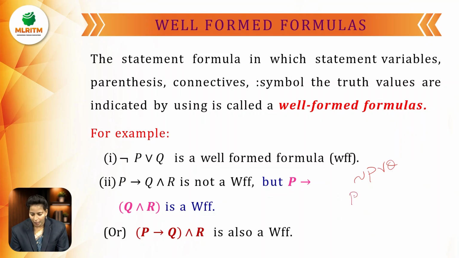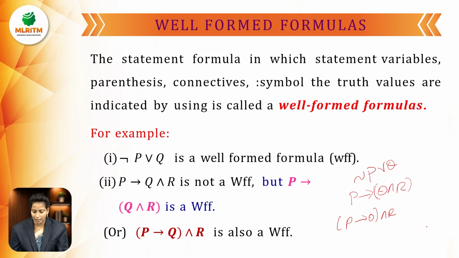So the first example, negation P or Q, is a well-formed formula. Next, P implies Q and R is not a well-formed formula because here there are two symbols in the second example. One is the implication, the second one is the conjunction symbol. We don't know first which symbol is applied. So here, for Q and R, the parenthesis is missing. So it is not a well-formed formula. The third one, P implies (Q and R), is also a well-formed formula.